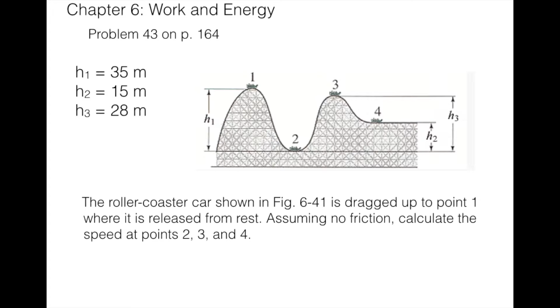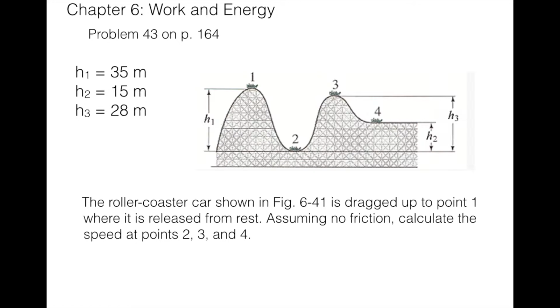So the problem statement reads, the roller coaster car shown in figure 6.41 is dragged up to point 1 where it is released from rest. Assuming no friction, calculate the speed at points 2, 3, and 4. So the values we need from the diagram are h1, h2, and h3. So we know h1 is 35 meters, h2 is 15 meters, and h3 is 28 meters.